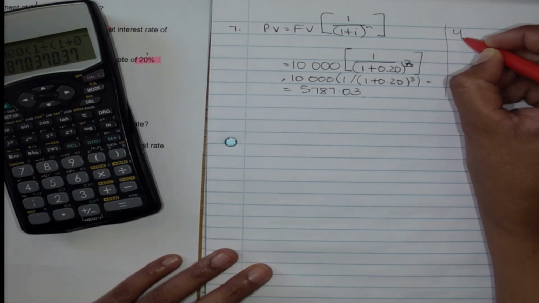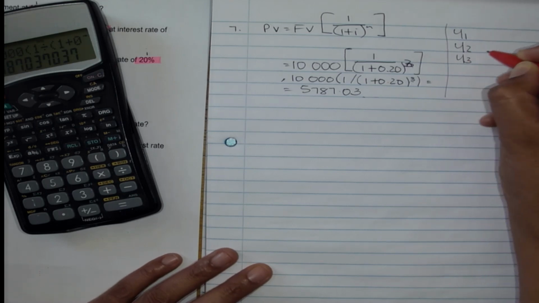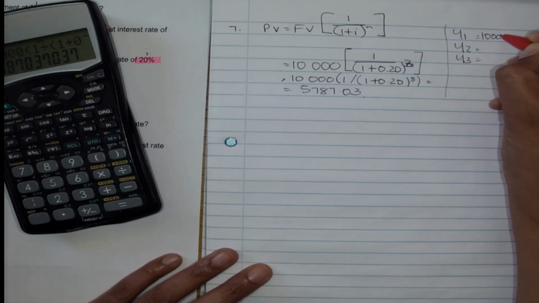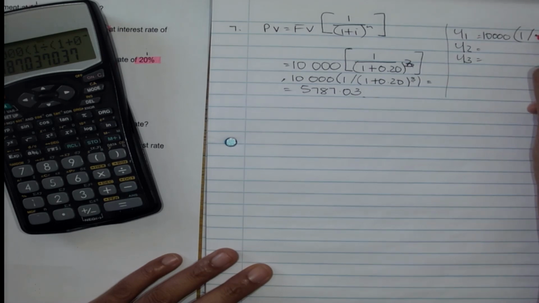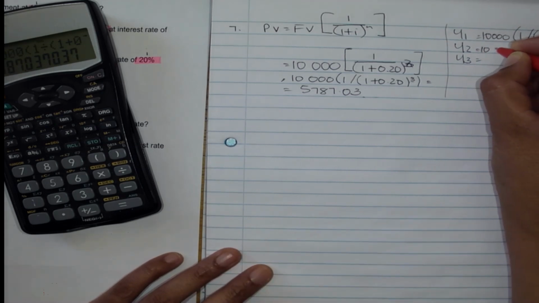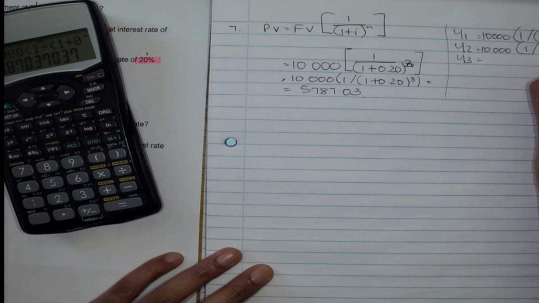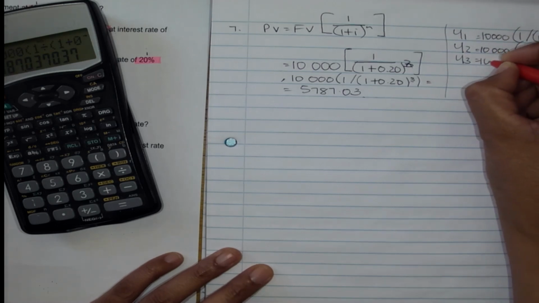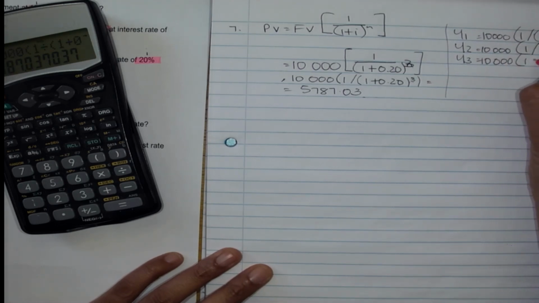If they had asked you what is the present value per year, you would have done it like this. You would have had year 1, year 2, and year 3, and then you would have said 10,000, 1 divided by 1 plus 0.20, and then for year 1, you would have had 1. Your first year, how much did you get? And then you would have had the same thing again, 1 divided by 1 plus 0.20 for year 2, and then for year 3, you would have done it like this. But if they don't say per year, you can just work it out holistically, and then you'll say year 3.